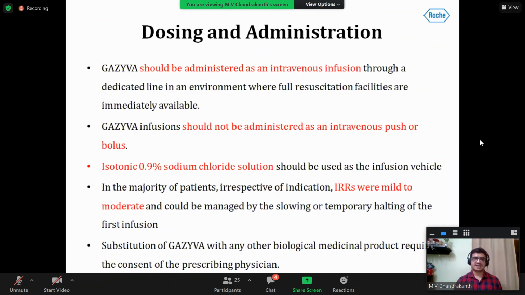So Gazyva should be administered as an intravenous infusion through a dedicated line in an environment where full resuscitation facilities are immediately available. So we cannot infuse in a small daycare where we don't have immediate resuscitation facilities. So these are the guidelines. If you infuse Gazyva at home or in a place where there is no resuscitation, then these are the guidelines, and we must be careful about these guidelines.